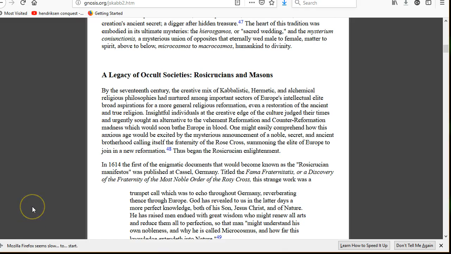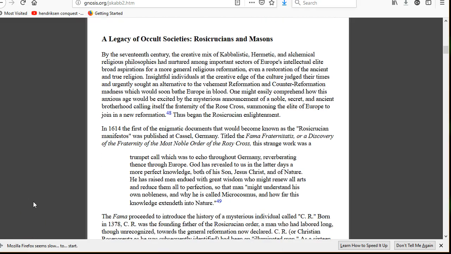Now, his section on the legacy of occult societies, Rosicrucians and Masons, I have to tell you, is fascinating. So I will probably read a number of quotes from this section. It's so telling. Listen to how telling this first paragraph is. By the 17th century, the creative mix of Kabbalistic, Hermetic, and alchemical religious philosophies had nurtured, among important sectors of Europe's intellectual elite, broad aspirations for a more general religious reformation, even a restoration of the ancient and true religion. Which one is that?